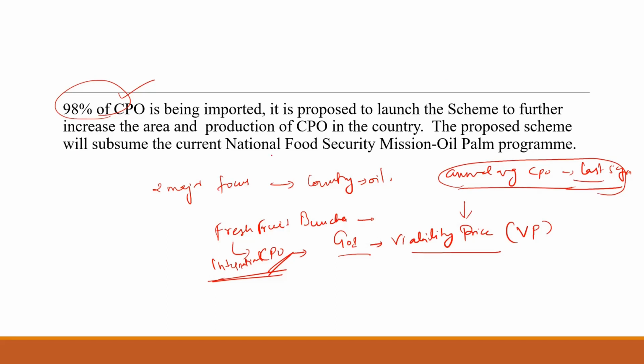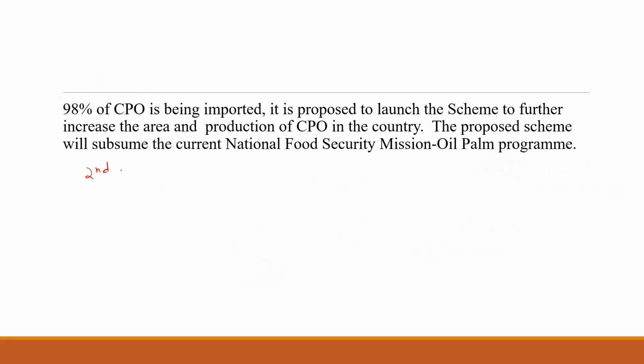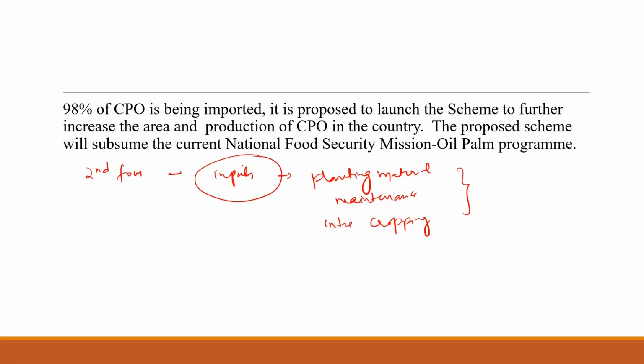Now, what is the second focus area? It is sustainable increase in the assistance of inputs. We may need inputs in different forms, like planting material. For oil palm, you will be needing the planting material. You may need some money for the maintenance. You may need the money for intercropping interventions. For all these inputs, assistance will be provided by the government.